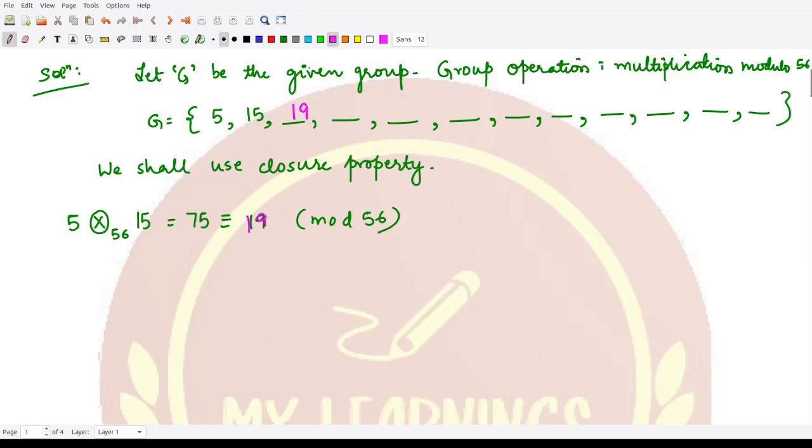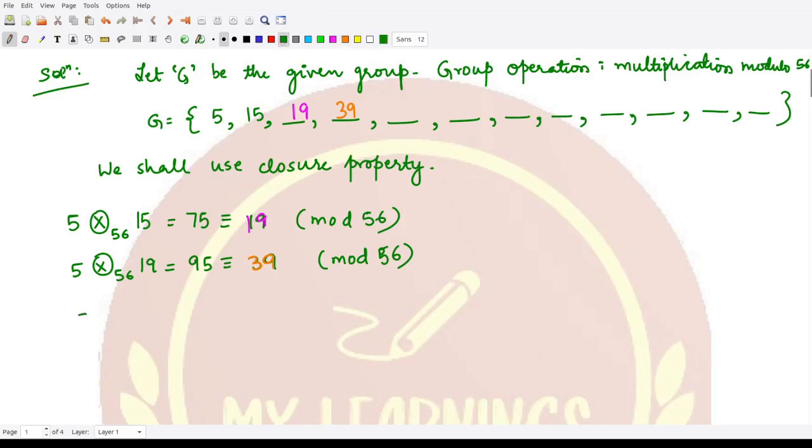Once you have 19, what else can you do? You can again multiply with 5. Why am I multiplying with 5? Because our calculation would be simpler, since 5 is smaller than 15. So 5 into 19 comes out to be 95, and 95 mod 56 gives 39 as the answer. So you can clearly see this 39 is also a group element.